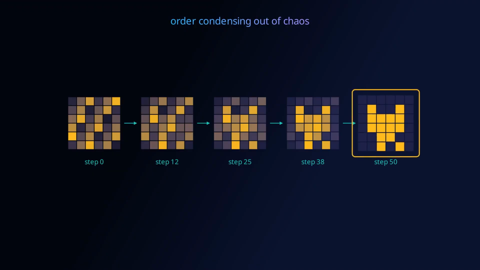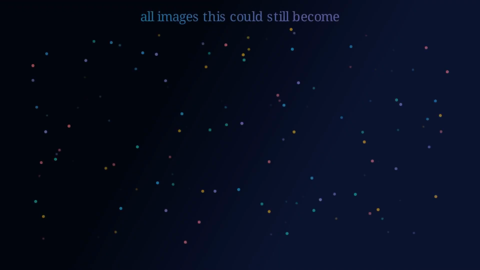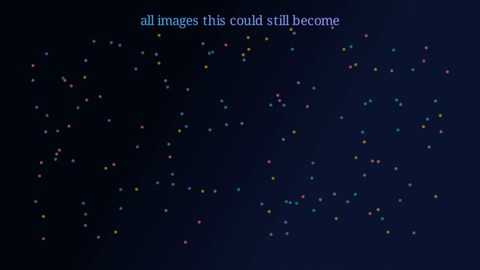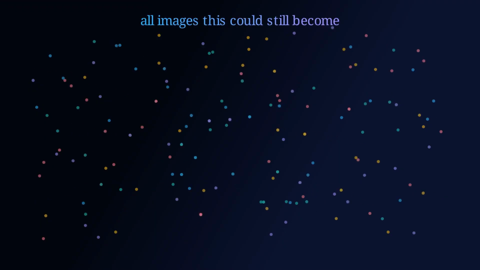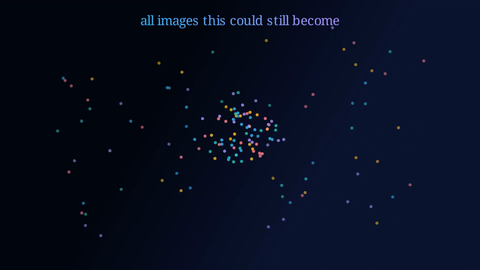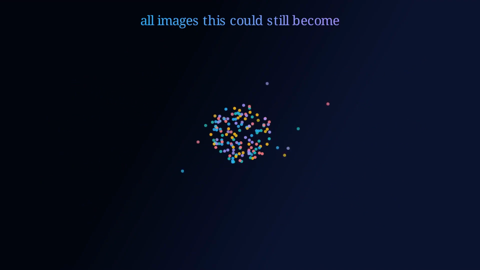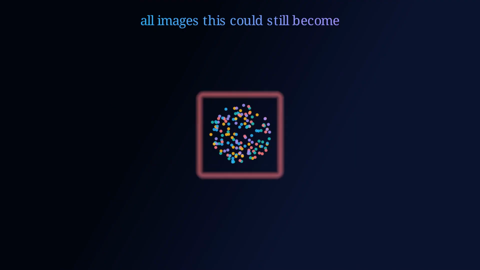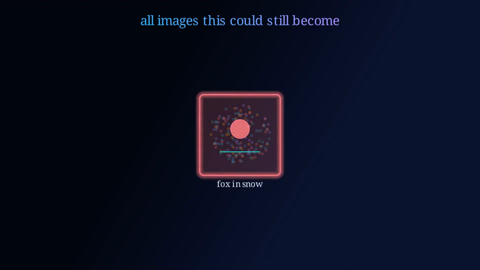Order condensing out of chaos. It helps to think of each denoising step as answering a question. Of all the images this could still become, which ones both look realistic and match the prompt? Every step narrows the possibilities, ruling out the pictures that don't fit. The noise is the space of everything. The words carve out the fox.